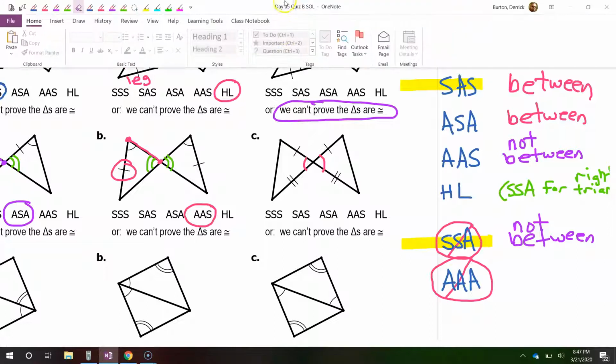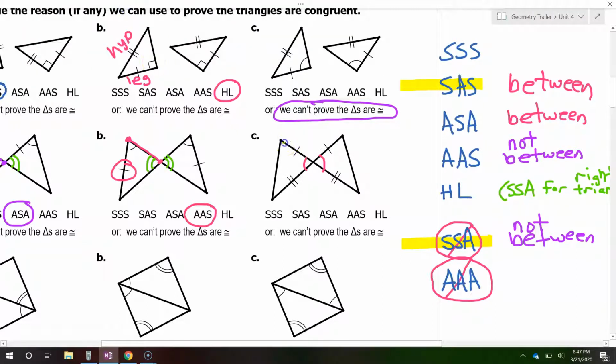So trace the sides for me, please. Can you? Here's one side that's marked congruent. Here's the other side that's marked congruent. Look where they meet. They meet right here, and that is the angle that we have marked. So the angle is between the sides, which means side angle side is the answer.